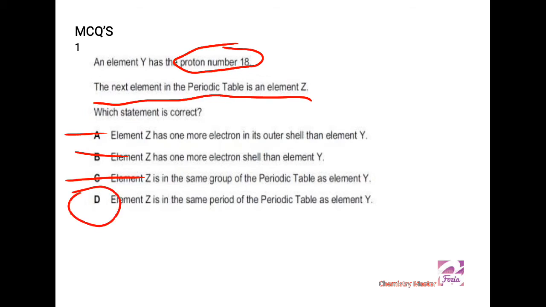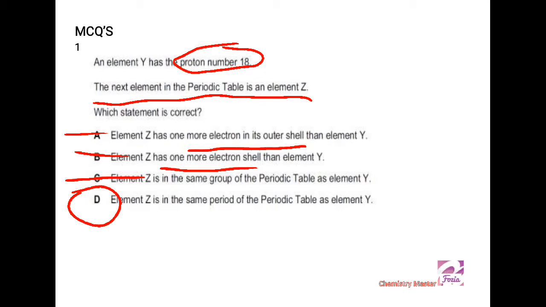So what do you think about it? Because in option A, the number of electrons is discussed. Here again, the number of electrons is discussed. But what about the same period? If two elements are coming one after another in the periodic table, they must belong to the same period of the periodic table.